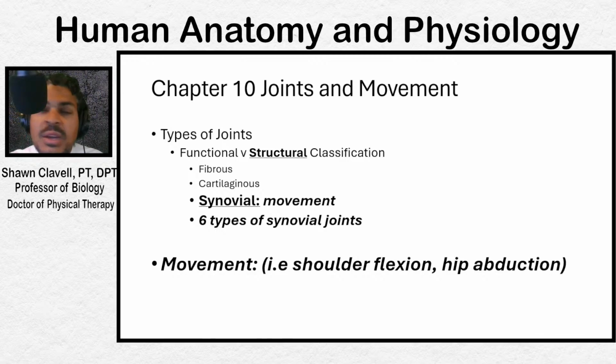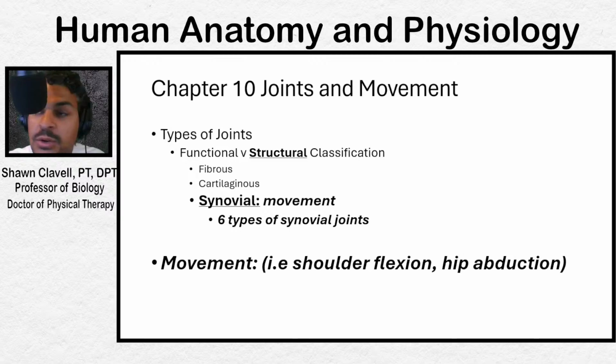So, chapter 10, joints and movements, really structural and functional classifications. There are 3 types of joints: fibrous joints, cartilaginous joints, and synovial joints. And then specifically, those synovial joints are related to movement. There are a couple of shapes related to them, so what are those shapes? And ultimately, what are the movements associated at each joint? It's a big chapter, but it's a fun chapter nonetheless.